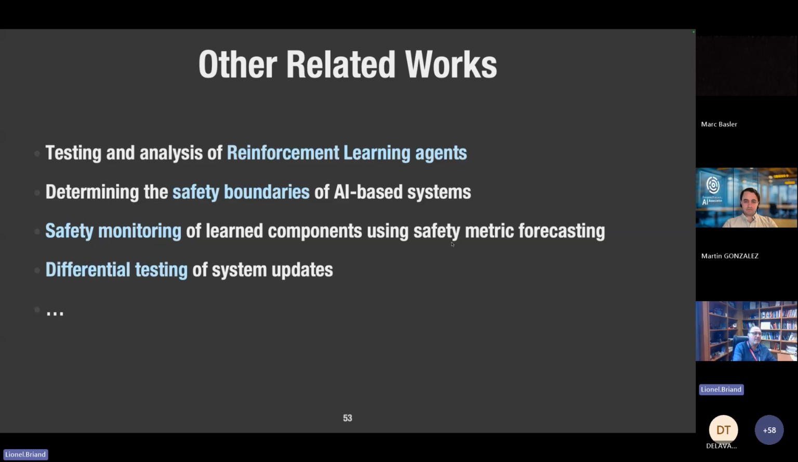Differential testing of system updates is another important thing. And for that, I'll point you to references.